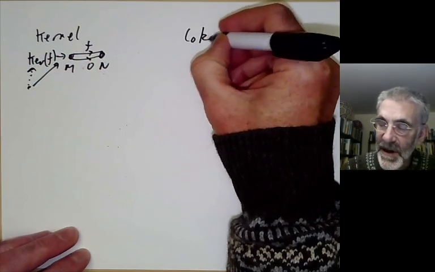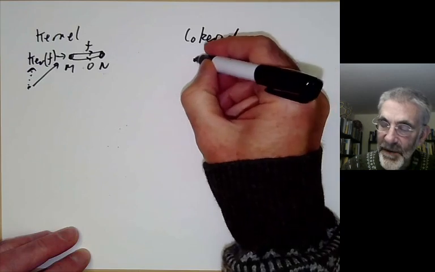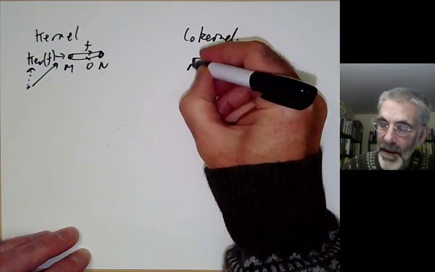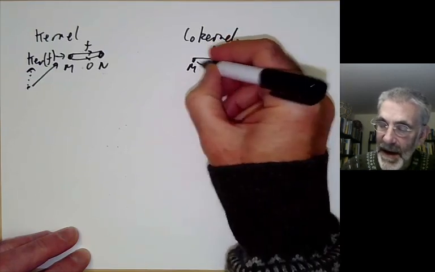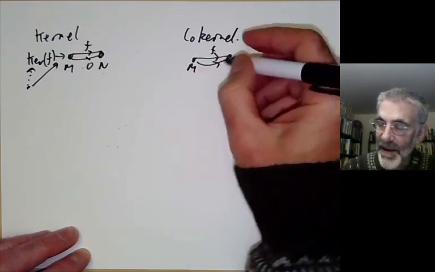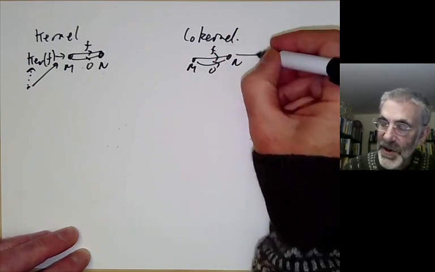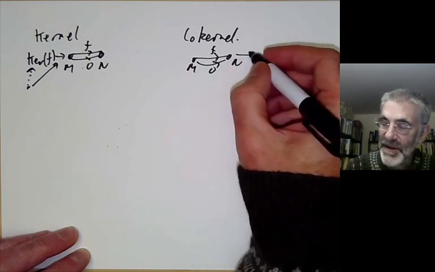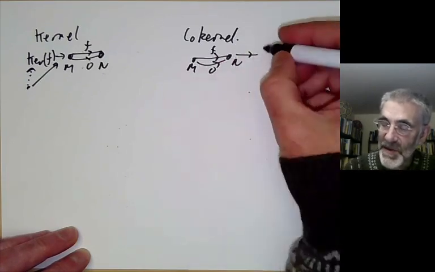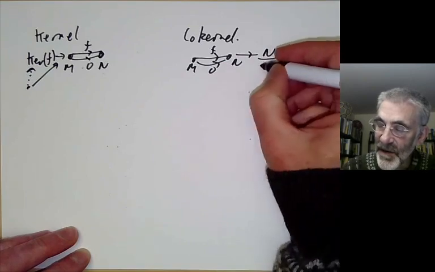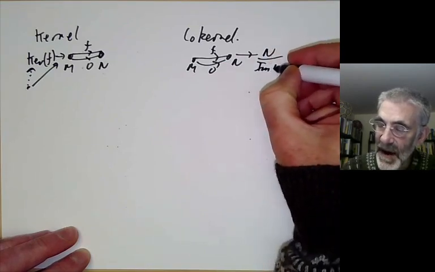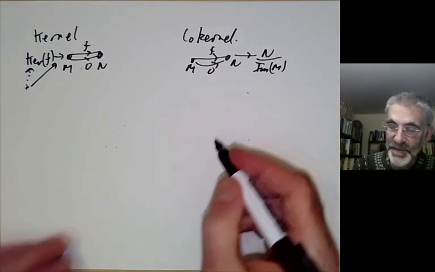The corresponding colimit is the co-kernel. Here we've got M mapping to N by two maps, and we want a universal object that N maps to, making the composition of these equal, and that's just N over the image of M under f, of course.